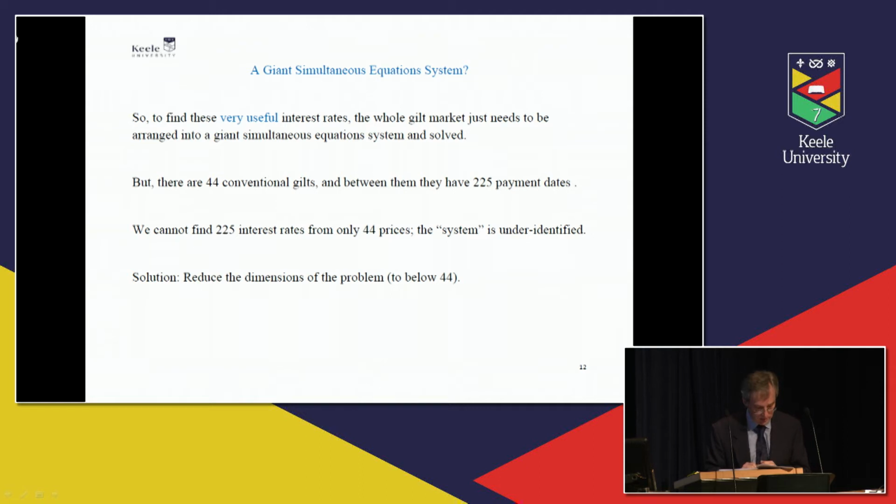What is the problem? Well, these 44 bonds that you saw on one of the early slides will make payments on 225 different dates over the next 51 years, which means that we start with 44 prices, but are trying to extract 225 different interest rates. This is what mathematicians call an under-identified system. To find all 225 interest rates, we would need 225 bonds. And these bonds would have to be designed so that they did not add to the number of payment dates. So what is the solution? Well, we have to reduce the dimensions of the problem so that we're trying to find no more than 44 outputs, or parameters as I shall call them, from the 44 bonds.